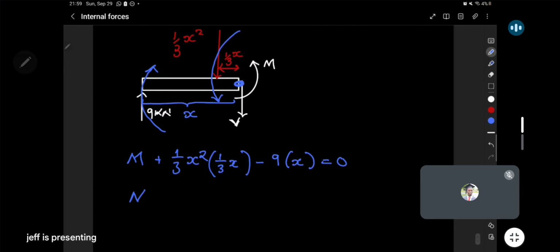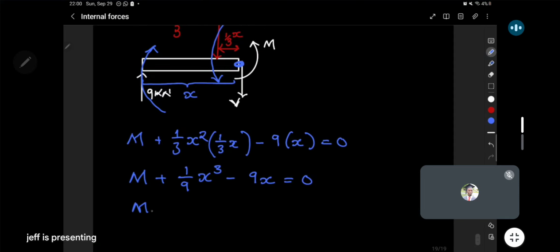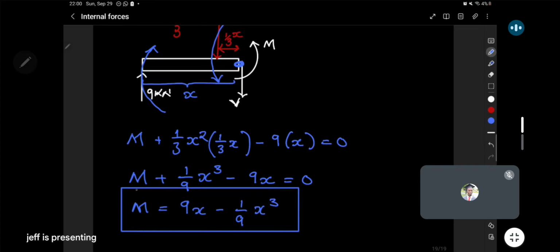So now you just have to simplify this. 3 and 3 will give us 1 over 9. So now it'll be x to the power 3 minus 9x equals 0. So that now we have M equals 9x, which becomes positive, then minus 1 over 9 x to the power 3, as the expression for the bending moment.